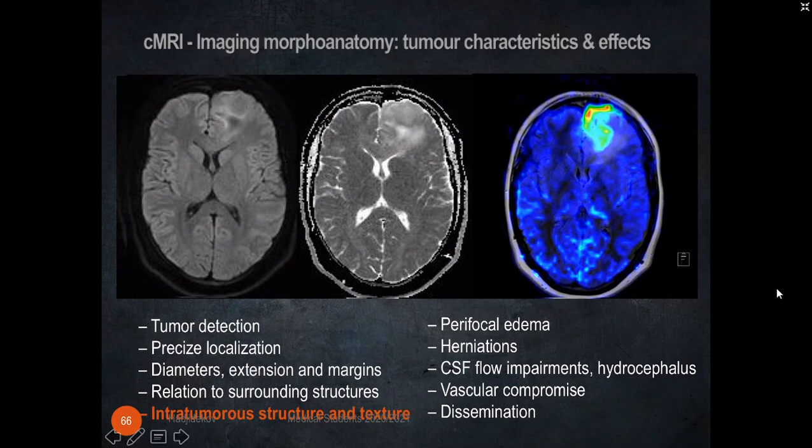Again, the intratumoral structures and textures. I'm sorry. Okay, so perifocal edema, again, herniations or dissemination of the process.